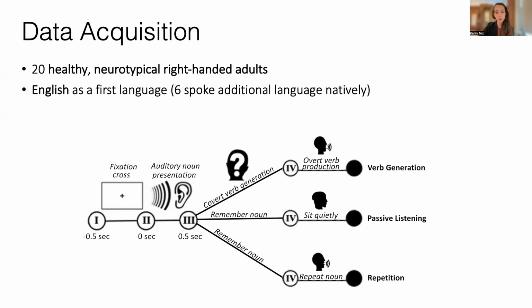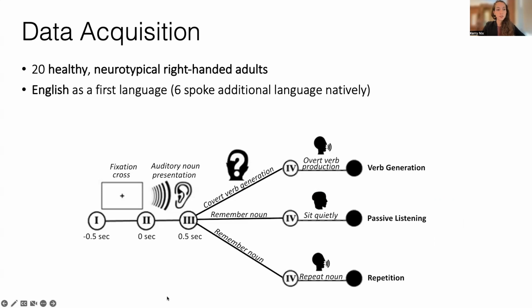Now, to acquire data, we recorded EEG while participants sat in a comfortable chair facing a computer monitor with speakers on either side. EEG was recorded with 257 channel saline caps from EGI with a sampling rate of 500 hertz. Participants completed 3 tasks: covert verb generation, passive listening, and repetition in separate blocks. And we had 2 blocks of verb generation and 1 each of listening and repetition. Block order was randomized per participant. Each block consisted of 60 trials, each of 9 seconds, for a total experimental time of about 1 hour.